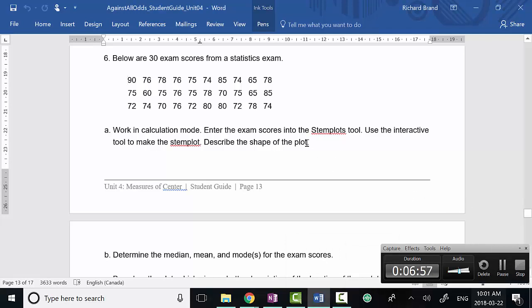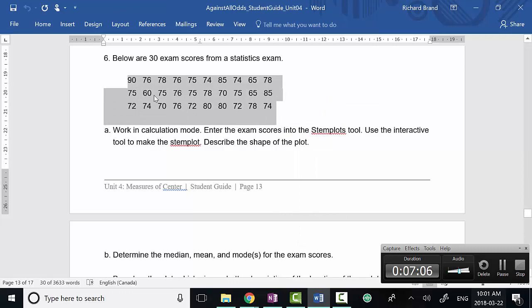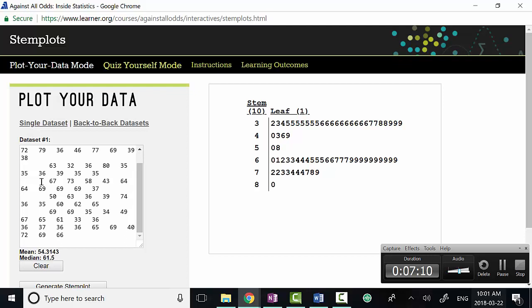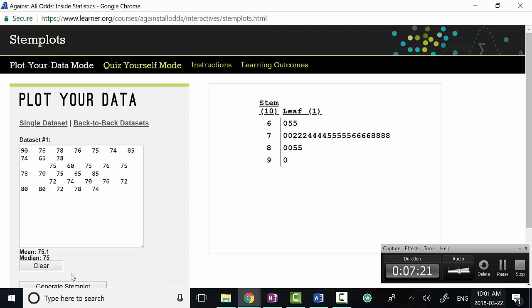So once again, I'm in Word. I'm going to copy this information and paste it into the stem plot tool. So here we go. Here's the stem plot plotter. Clear the information there. I'm going to right click, then hit paste. And there's the new information. Now I'm going to generate a stem plot. And there's the stem plot. So now I'm going to do my calculations.